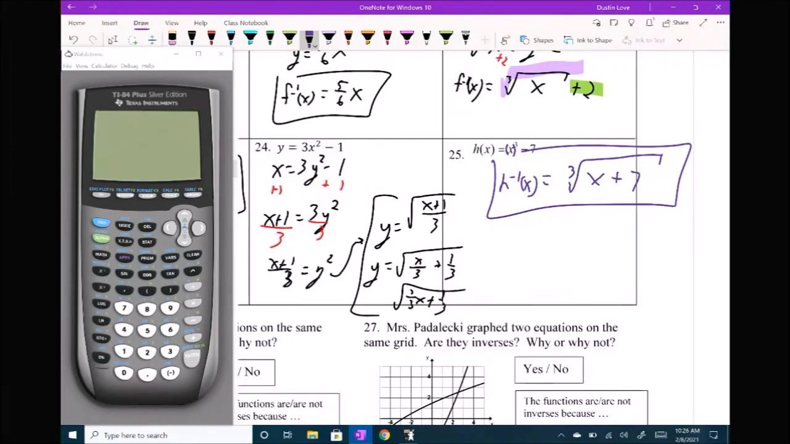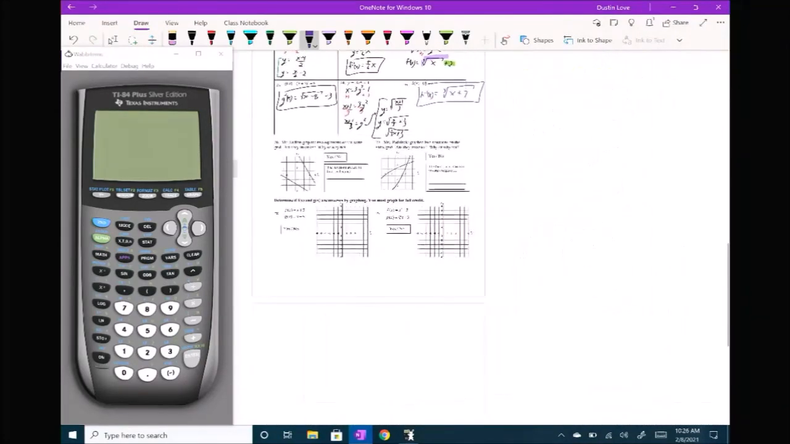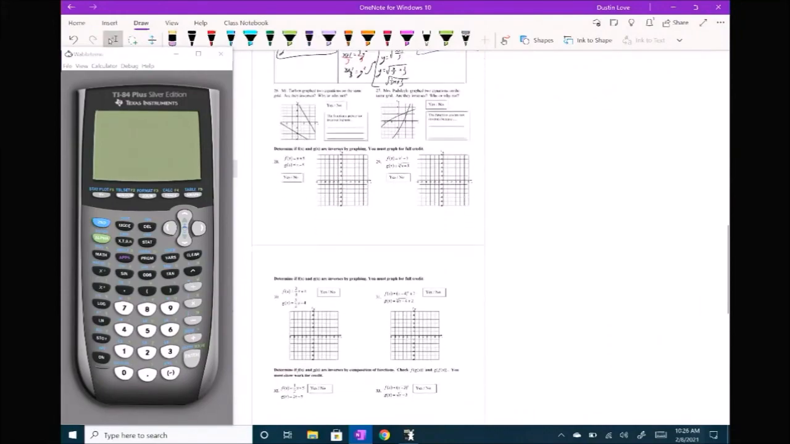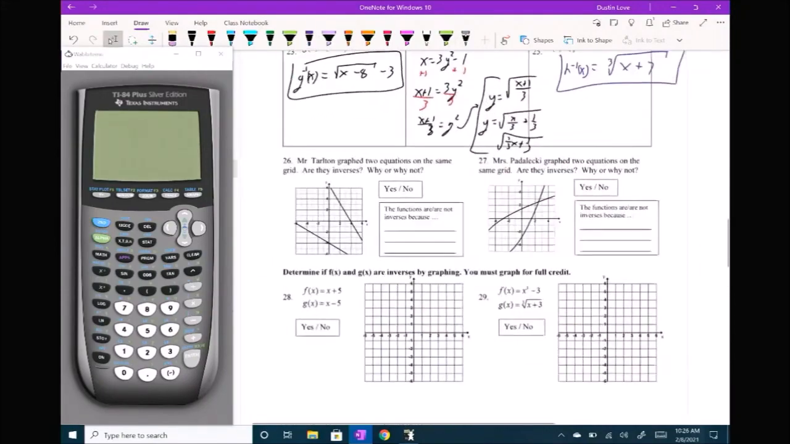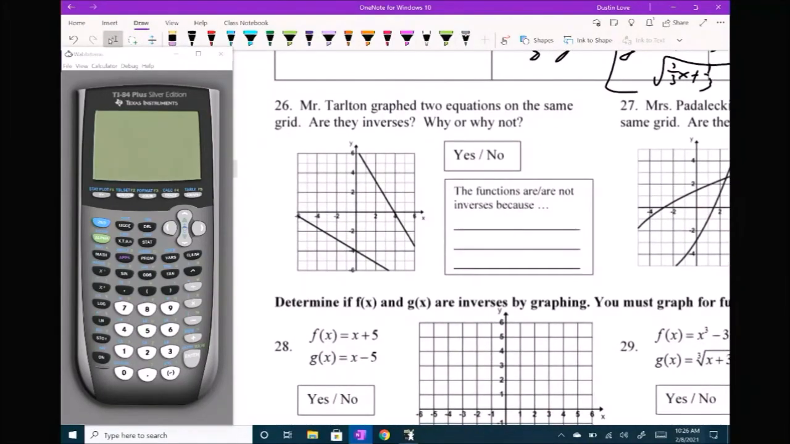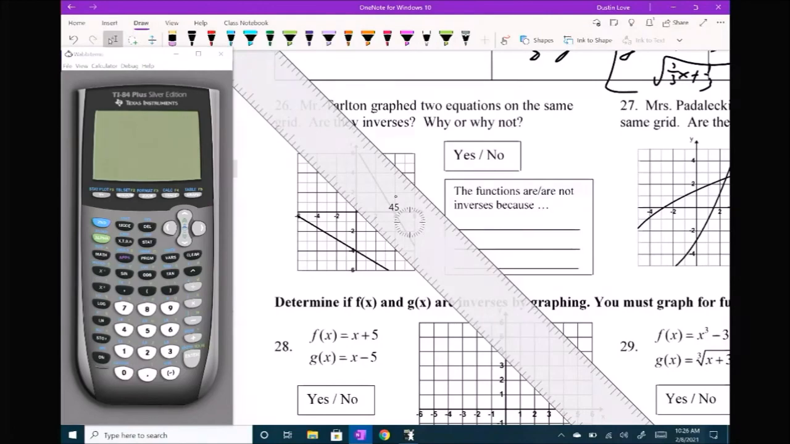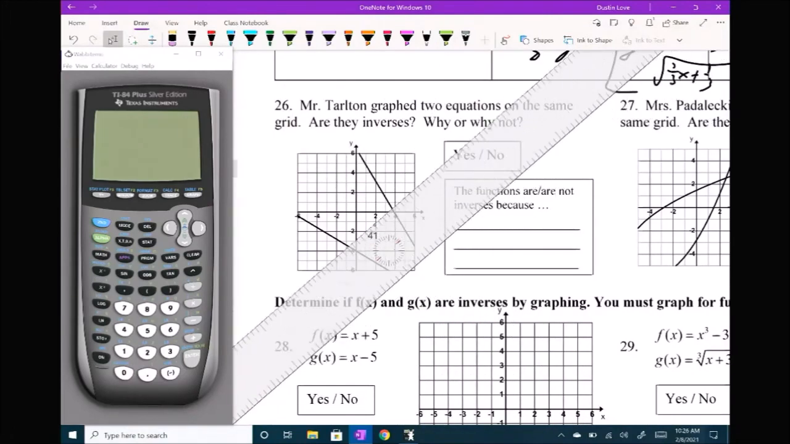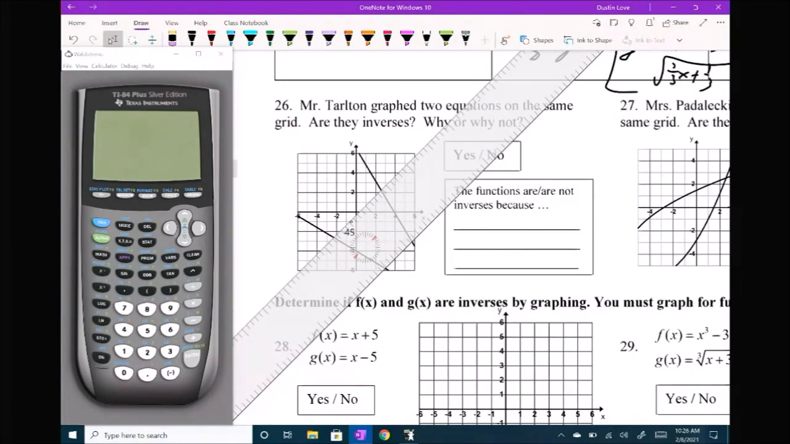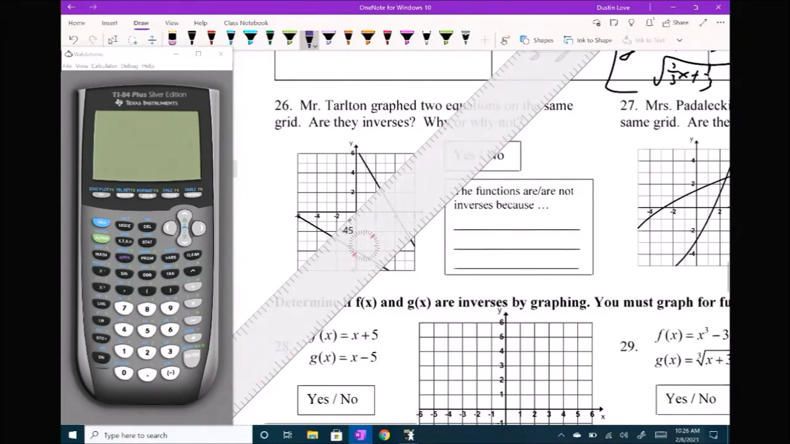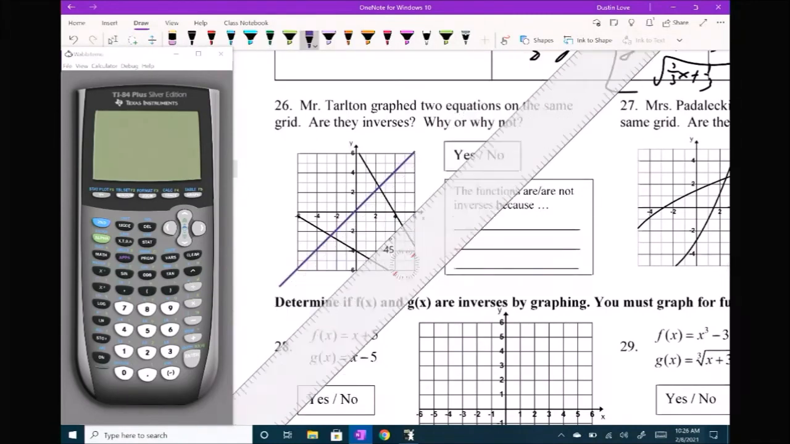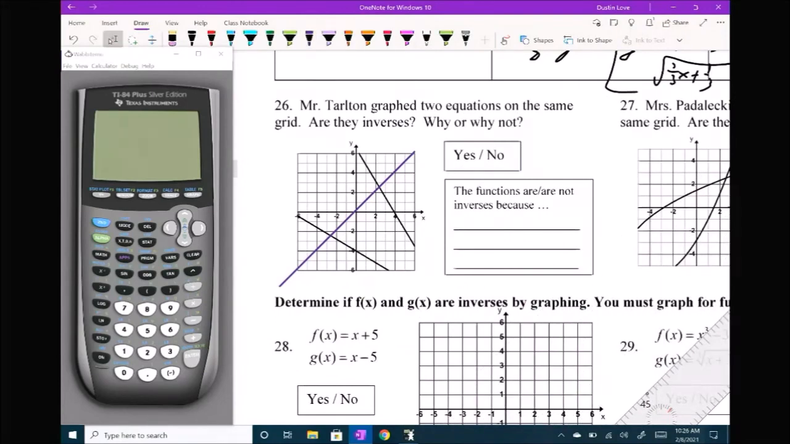Okay, doing good. We're almost 30 minutes in, and we are getting closer to being done. Okay, Mr. Tarleton graphed 2 equations on the same grid. Are they inverses? Remember, to check inverses, we're going to take our straight edge and draw the line y equals x. So it goes through the origin and has a slope of 1. And then we're going to say, is this a reflection over that line?